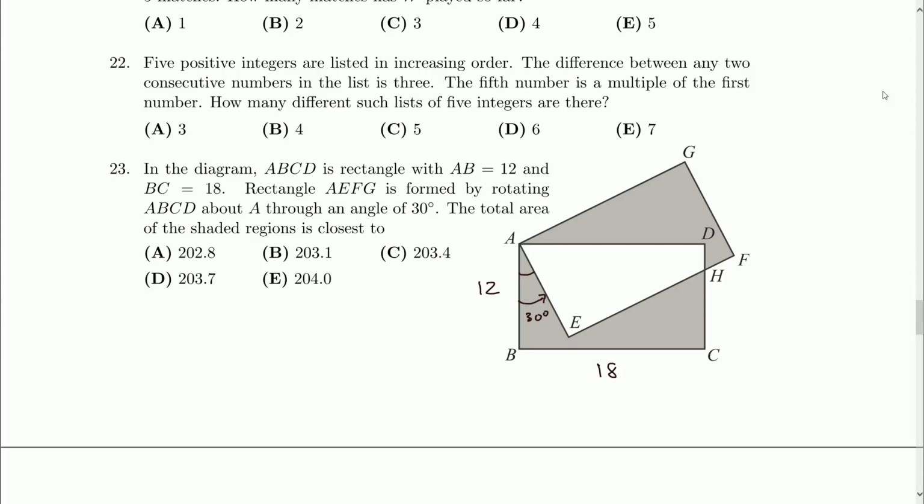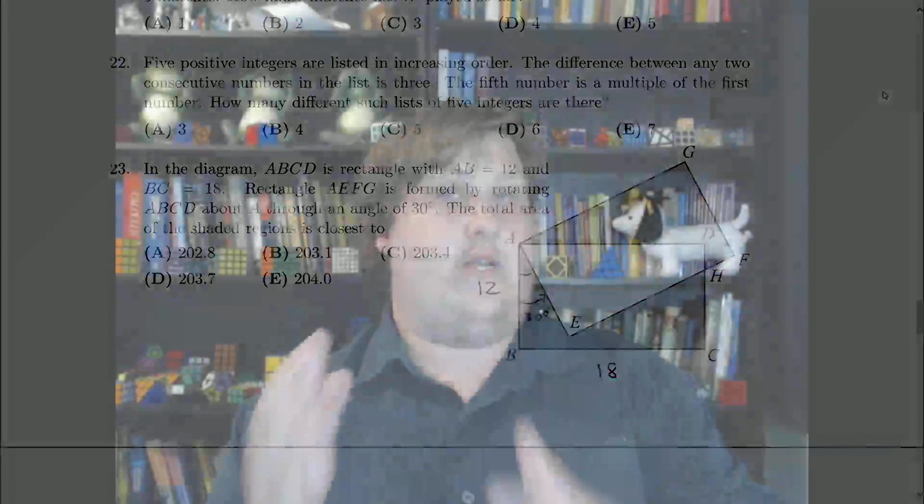And already my alarm bells are ringing. 30 degrees is a very special angle, so is 60 degrees. You get what's called a classic 30, 60, 90 triangle. This is a sort of triangle that pops up on contests from time to time, and it is one that you should probably know.